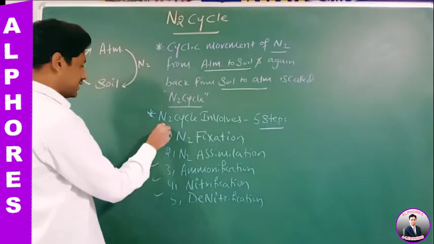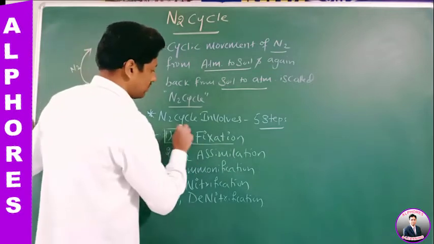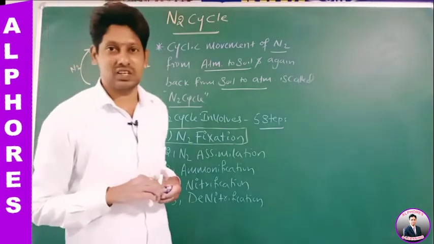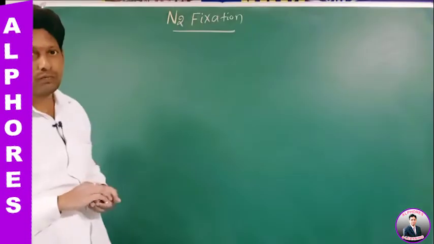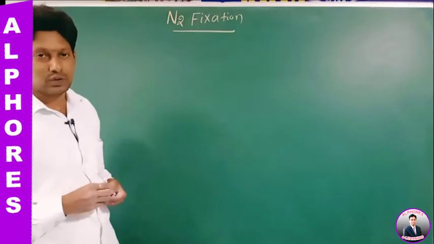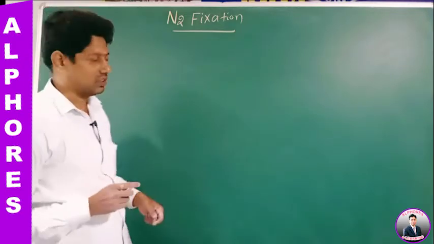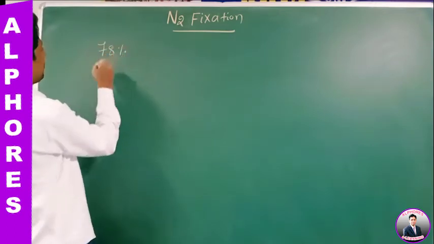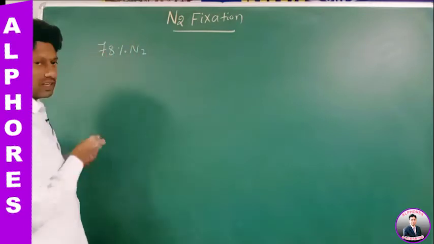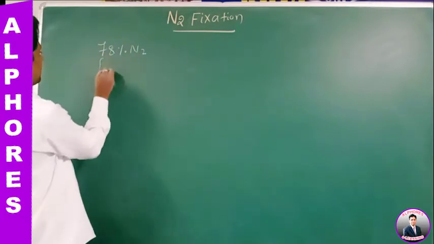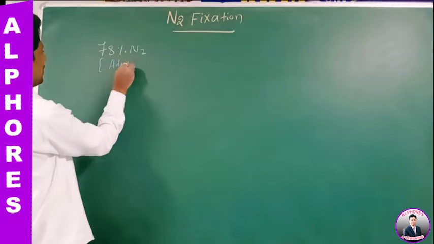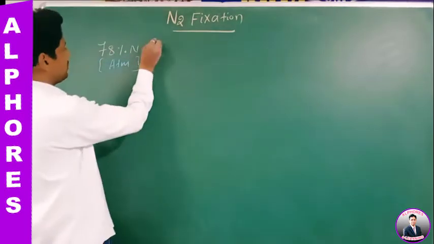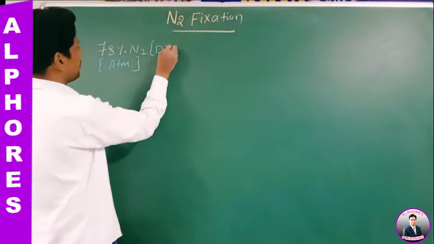Go for the first step: nitrogen fixation. The atmosphere contains 78% nitrogen. Atmosphere is having 78% of nitrogen. This nitrogen present in the atmosphere is called dinitrogen.